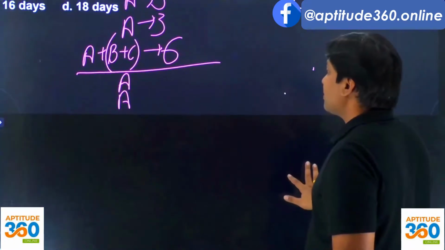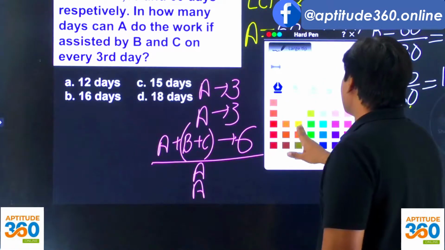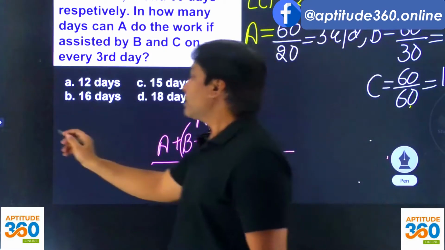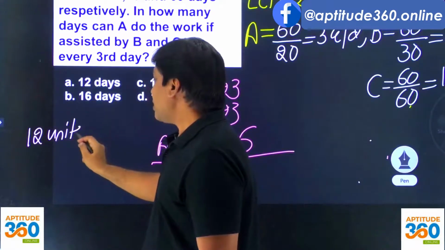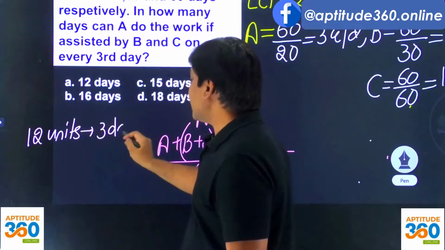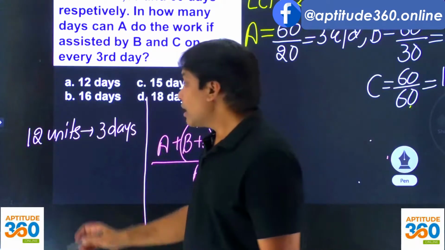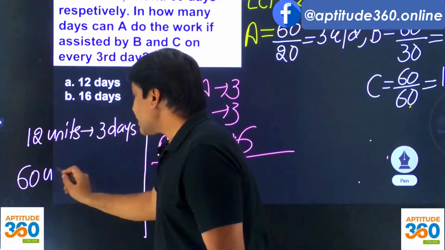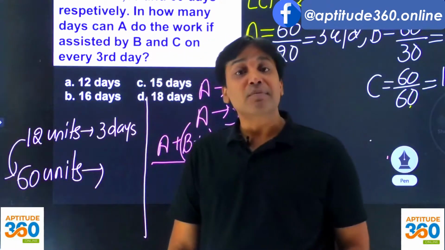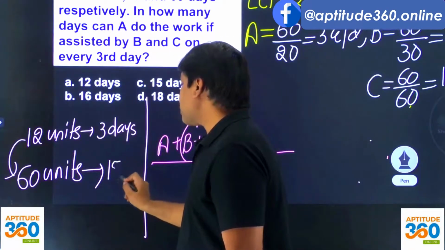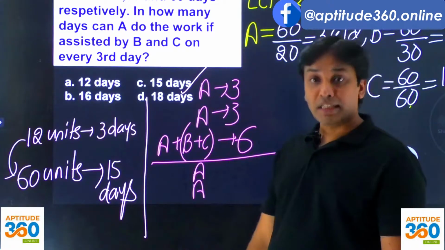अगर आपने इसको समझना है, प्रोबेबली अब आपके दिमाग में आंसर आ ही जाना चाहिए. अगर 3 दिन में काम कितना खत्म हुआ आपका? 12 यूनिट्स. If 12 units of the work is getting completed in 3 days, what is the total work that we have taken? 60 units. 60 units will get completed in how many days? It is going to be what? 60 is 5 times of 12. So this is also going to be 5 times of 3. In how many days the work is going to be completed? It is going to be 15 days, right?